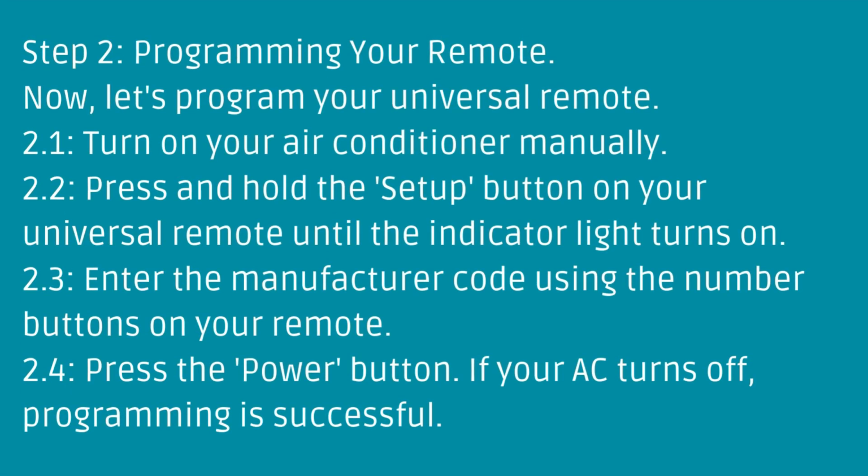Step 2. Programming your remote. Now, let's program your universal remote. 1. Turn on your air conditioner manually. 2. Press and hold the setup button on your universal remote until the indicator light turns on. 3. Enter the manufacturer code using the number buttons on your remote. 4. Press the power button. If your AC turns off, programming is successful.